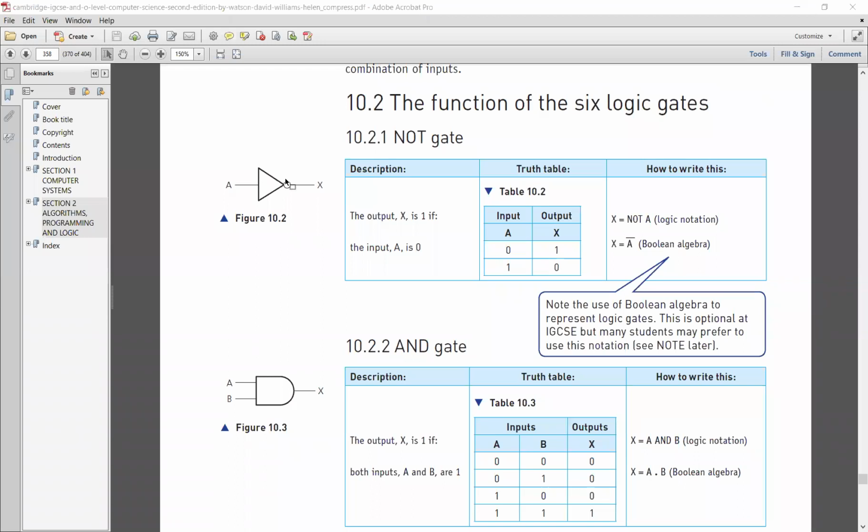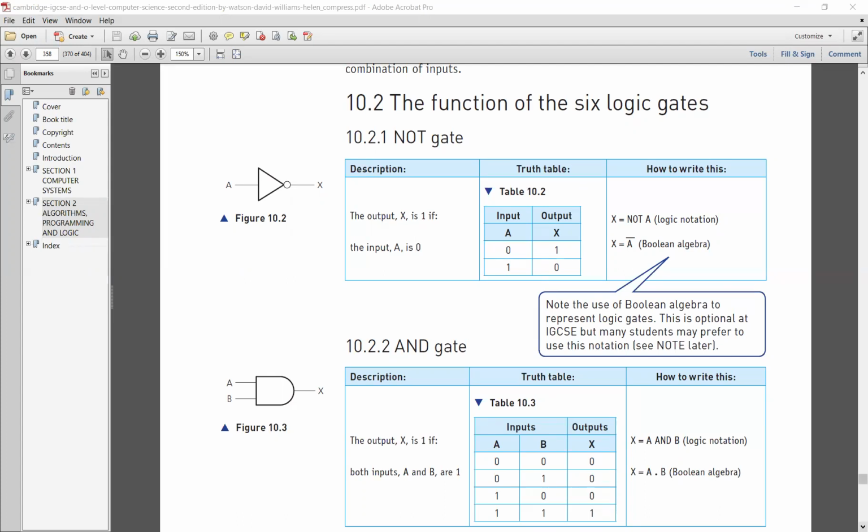Now coming to the first gate, there is the NOT gate. As you can see, this is getting 1 input only. The number of combinations is 2. If the input is 0, the result is going to be a 1. If the input is a 1, the result will be a 0. Its logic notation is x equals NOT A, where x is denoting the outcome or the output. And as far as Boolean algebra is concerned, you can see the bar above the input is going to denote the Boolean algebra.